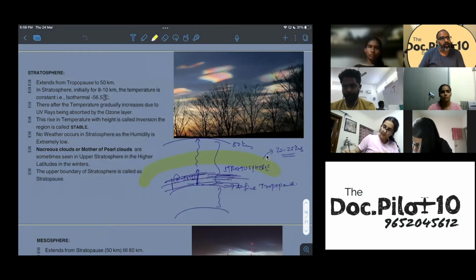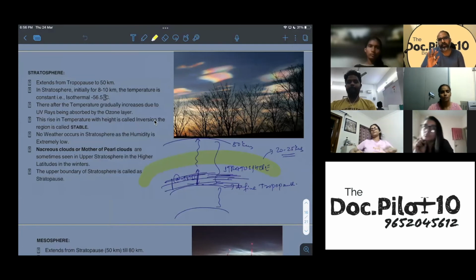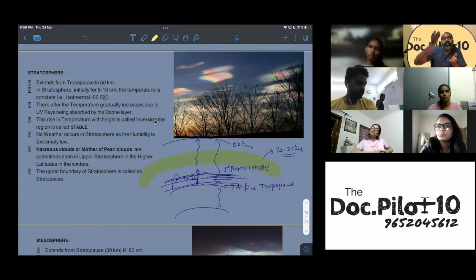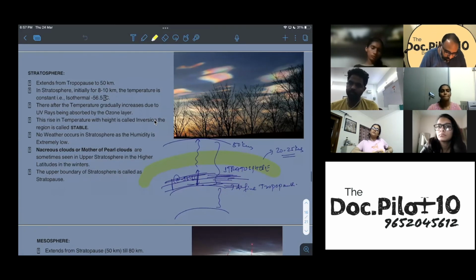Okay. So the rise in temperature with height is called inversion. See, normally from the ground, if you go up, the temperature should decrease. That is the normal atmosphere. If, as you go up, the temperature increases, it is called inversion. Inversion happens in the stratosphere. Simple. Because in the stratosphere, as you go up, instead of decreasing, the temperature keeps increasing. Clear? That is the meaning of the word inversion, which again I'll explain in detail in the future chapters.